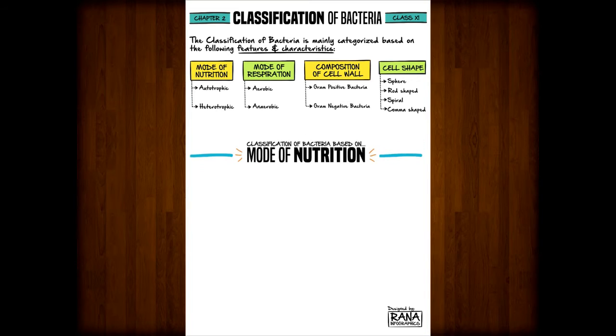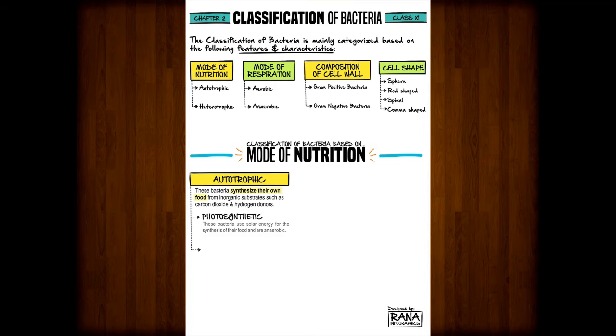The first criteria is the classification of bacteria based on their mode of nutrition. Let us talk about the first type. Autotrophic bacteria synthesize their own food from inorganic substrates such as carbon dioxide and hydrogen donors. Autotrophic bacteria are further divided into two categories. The first one being photosynthetic bacteria. These bacteria use solar energy for the synthesis of their food and are anaerobic.